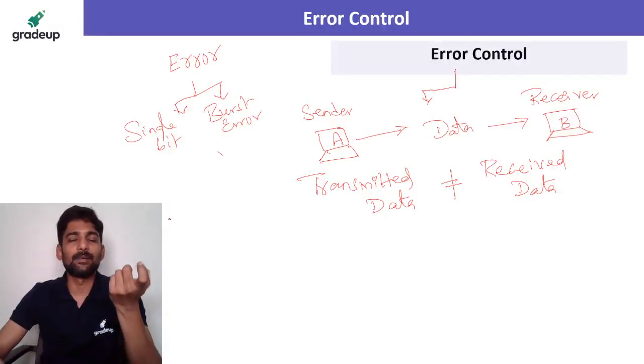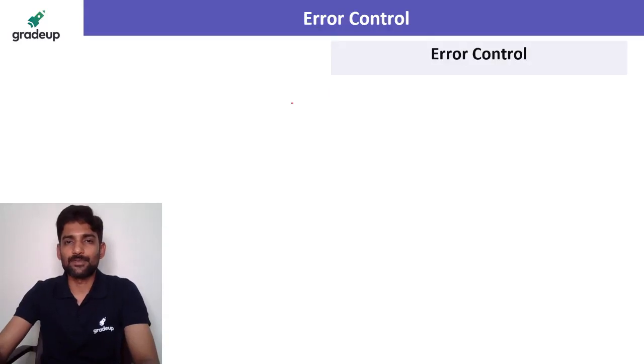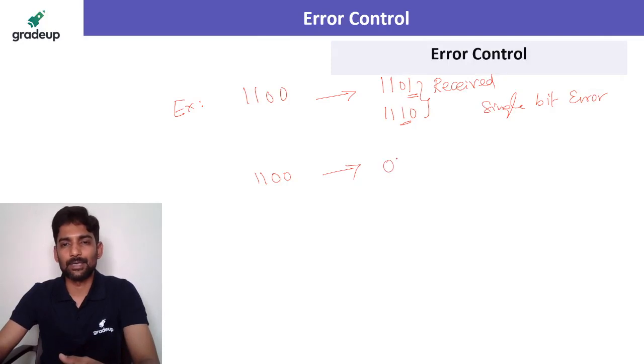As the name indicates, single bit error is when there is only one bit change between the sent and received data. Burst error is more than one bit change. So suppose 110 is transmitted, and 1101 is received, or 1110 is received. So this is the bit which got changed. Like this, any one bit changing from sent to received is called a single bit error. And if more than one bit got changed, like when 1100 is transmitted and 0111 is received, then we say it is a burst error.